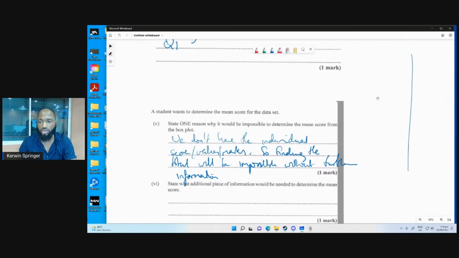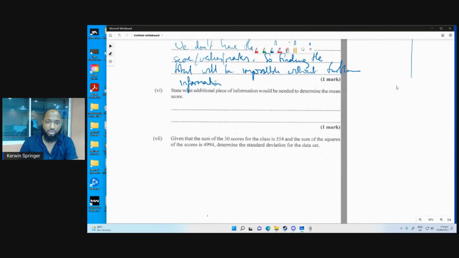Second to last part of the question: state one additional piece of information which would allow the mean to be found. We can get the sum of the scores, so you can get the sum of all the individual scores. Now with this, you might get repeated scores, so you might want to get the sum of the scores and the frequency each one of the scores was scored, so that you can multiply it.